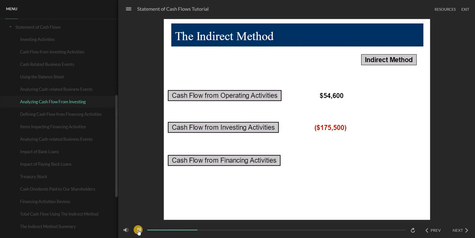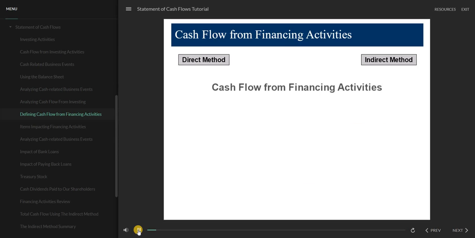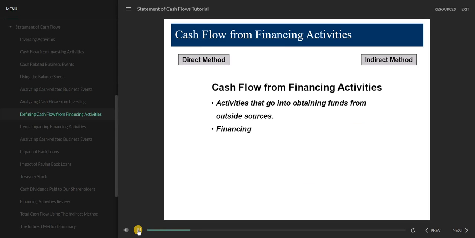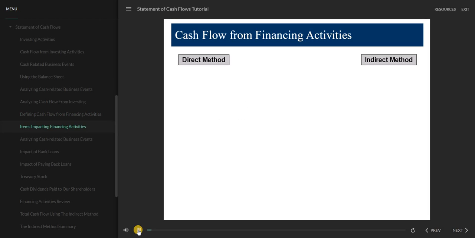The final category in our statement of cash flows is the cash flow from financing activities. Cash flow from financing activities refers to those activities related to obtaining funds from outside sources. Just like the cash flow from investing activities, the process is the same for both the indirect method and the direct method.